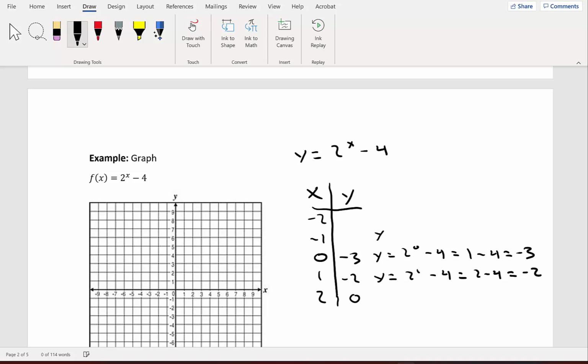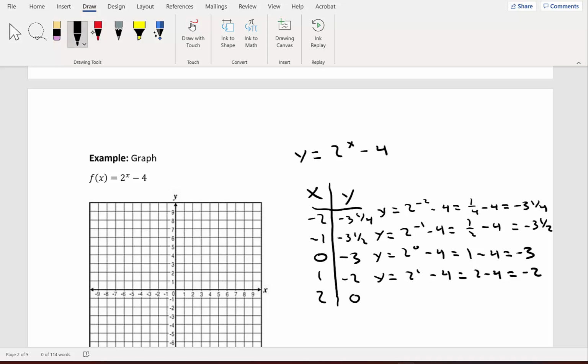Now if I plug in negative 1, let's see what happens. I get 2 raised to the negative first and then minus 4. Well, 2 raised to the negative first gives me 1/2. So I have 1/2 minus 4, which gives me negative 3.5. Now if I plug in negative 2, I have y is equal to 2 raised to the negative 2 power minus 4, which gives me 1/4 minus 4, which gives me negative 3.75.